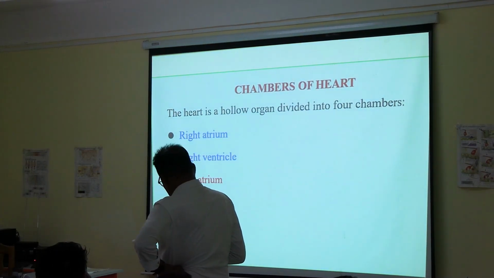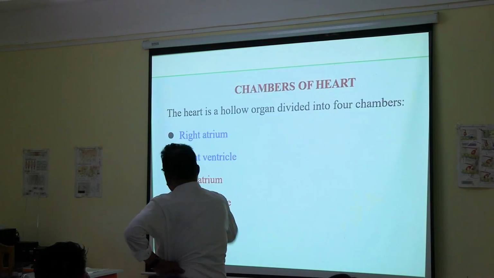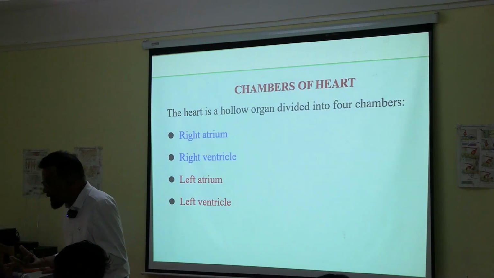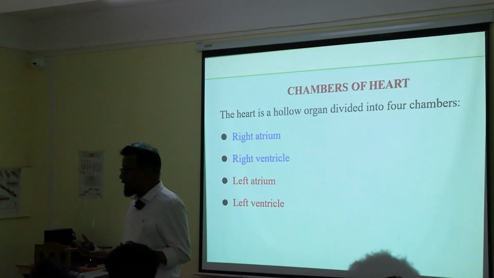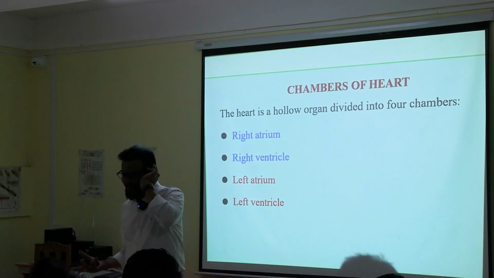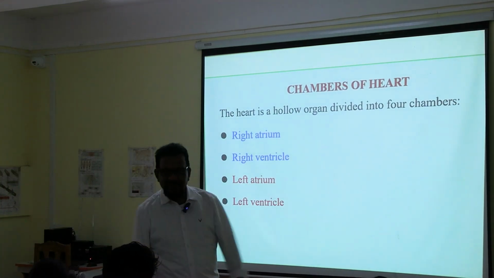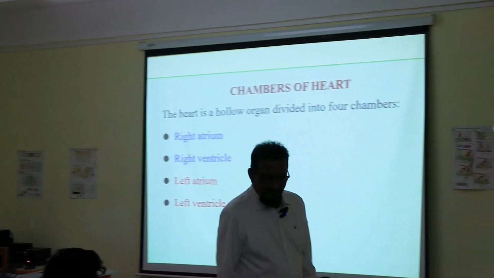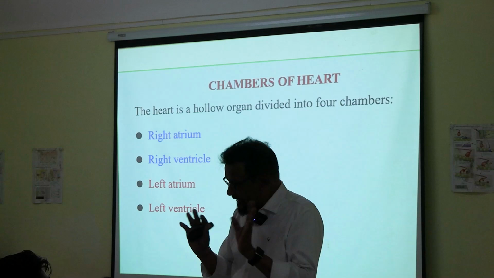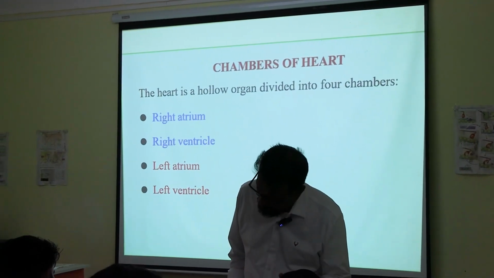Okay, I have a question. Atria versus auricle. Both are same? Different. Oh, I already said in the class. The ear-like extension is the auricle. They are not considered as atria.